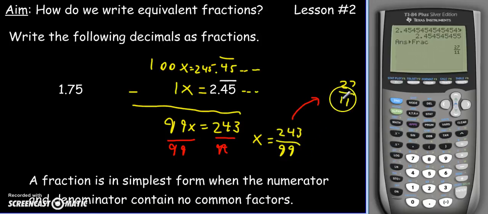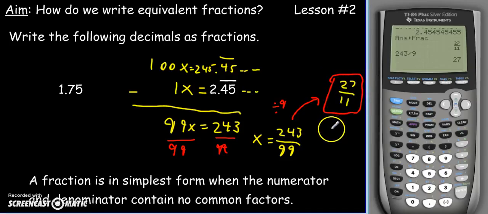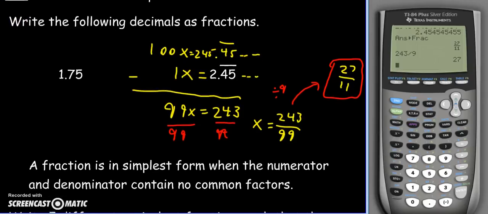Well, if we look at the 99 and the 11, we can get from 99 to 11 by dividing by 9. So we're going to divide the top by 9 and the bottom by 9. 99 divided by 9 is 11. And what is 243 divided by 9? It's 27. So that's how we get this as our simplified fraction. Alright, so let's take a look at a couple more things.